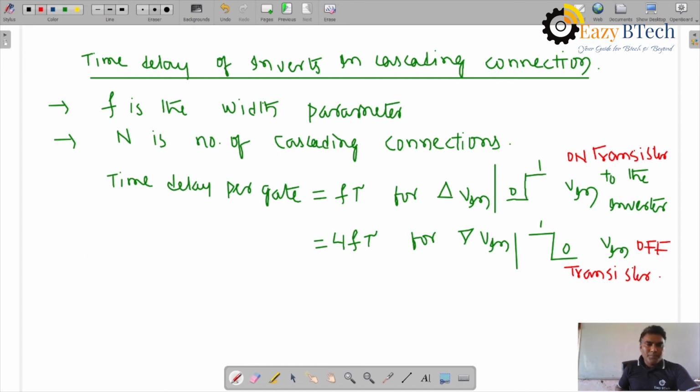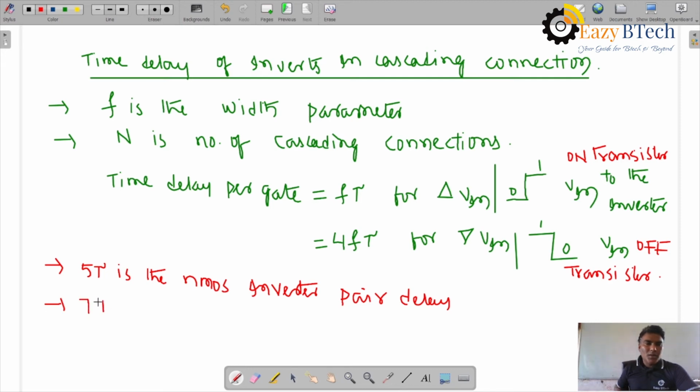So 5 tau is the NMOS inverter pair delay. Each inverter to inverter pair delay is the NMOS inverter pair delay. So 5 tau, where tau is a delay unit, in nanoseconds.